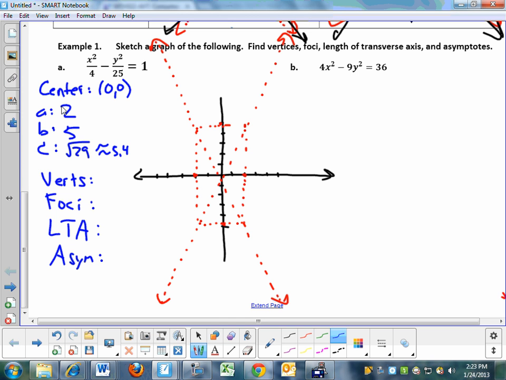All right. So, do the vertices go on the top of the box, the bottom of the box, or on the sides of the box? Is this a horizontal or vertical one? Horizontal, so it goes on the sides. Right here. And it just follows along with those asymptotes. It's my graph.